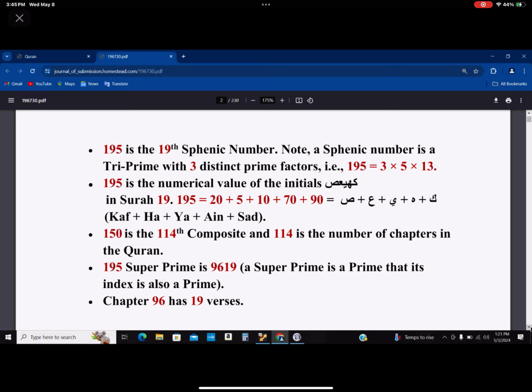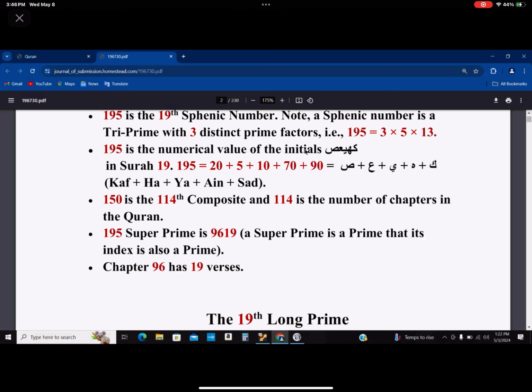Okay. So 150 happens to be the 114th composite, and 114 is the number of chapters in the Quran. By the way, I missed it here because I have to add something after that, and I will do it and reload it again. 150 actually happens to be the index of composite 195. So 195 happens to be the 150th composite, and the 150th composite's index is 114, which means that it actually generates the number of chapters in the Quran.